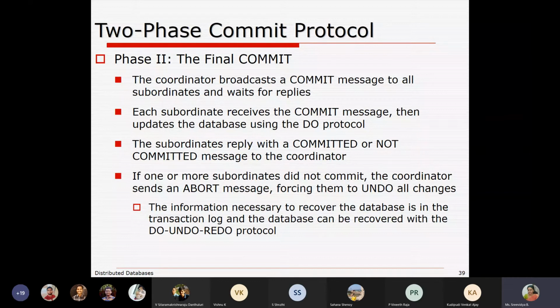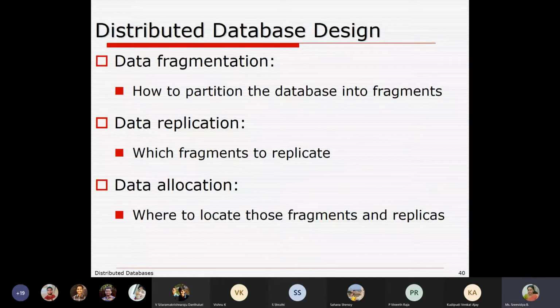Now, if anyone couldn't commit, they will say back that they have not committed. So suppose anyone says not committed, then the coordinator informs all, saying, "I'm sorry, we couldn't complete it, abort." Then they perform the undo operation. The state of the database goes back to the before state, and then the transaction is aborted. There is no effect of the transaction on the database state. That's about the two-phase commit protocol that we are going to use in the distributed system.